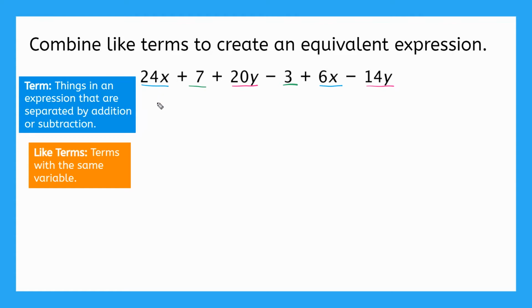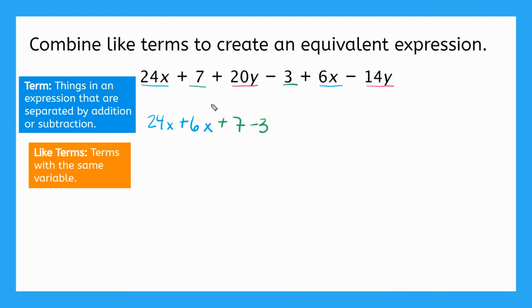So to start, I'm gonna rewrite this expression so my like terms are all next to each other. So starting with 24x, and then my like term here is plus 6x. So I have to make sure I keep my sign positive or negative with my coefficient, so I have plus 6x. And then next I have my 7, so I have plus 7, and then my matching or my like term with 7 is my negative 3 here, so minus 3.